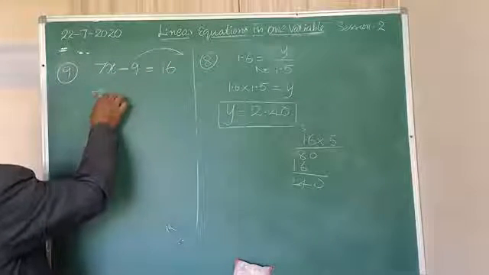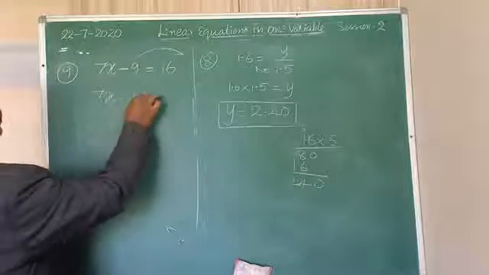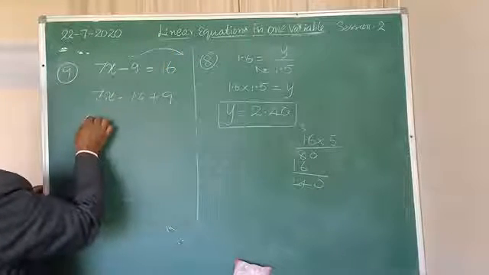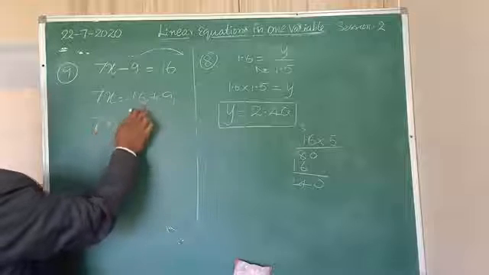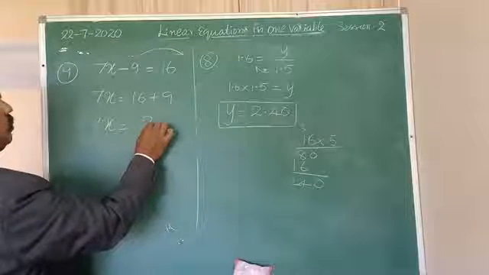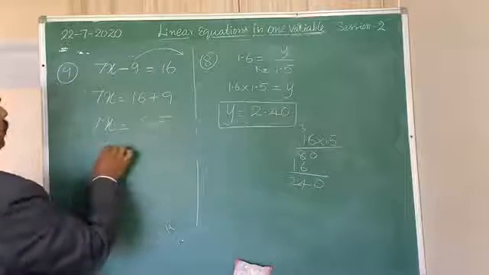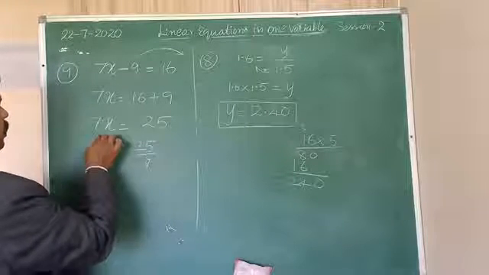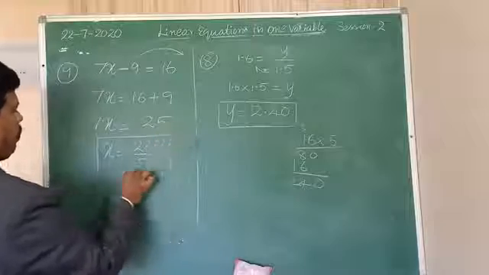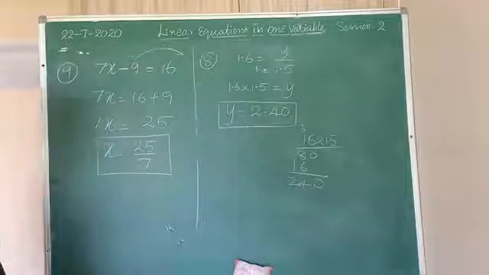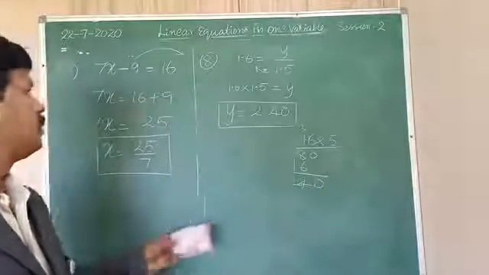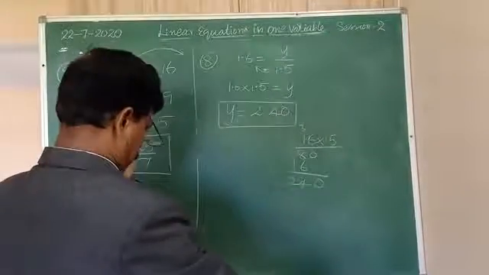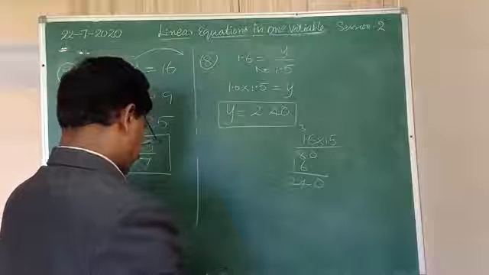So it becomes 7x is equal to 16 plus 9. And shifting minus 9 becomes plus 9. Then 7x is equal to 16 plus 9 is 25. Then x is equal to 25 by 7. So this is one method of finding a solution.